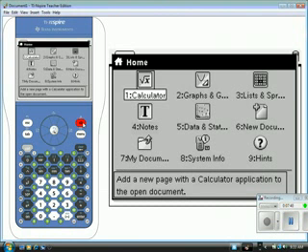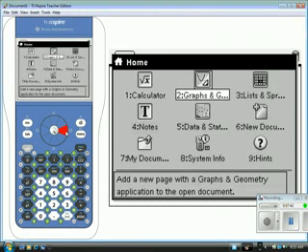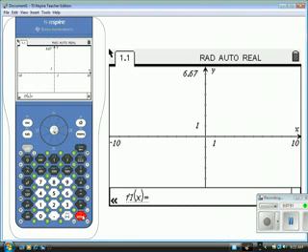Alright, so let's press the home key and go over to number 2 and get a Graphs and Geometry page. On the 84, folks, just do y equals.